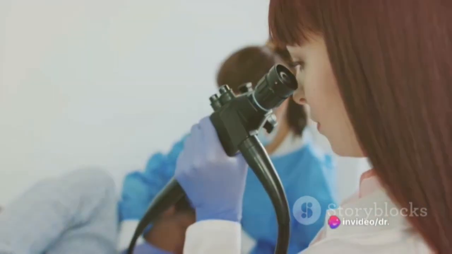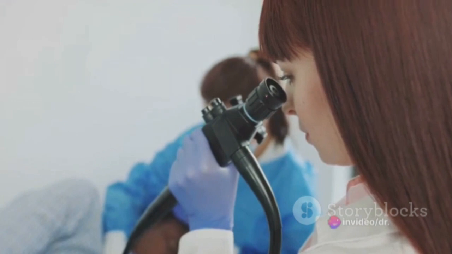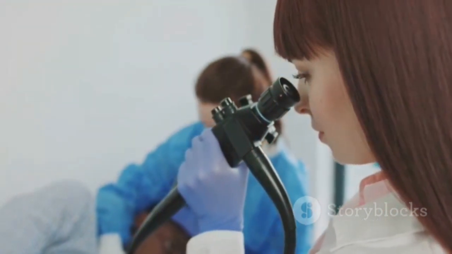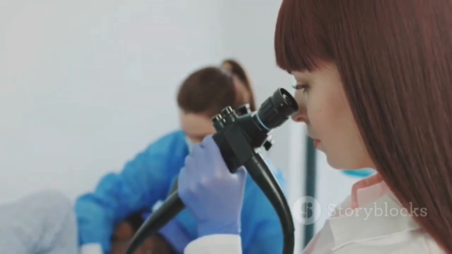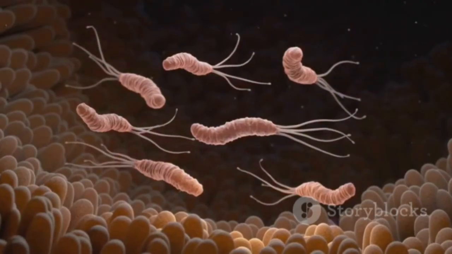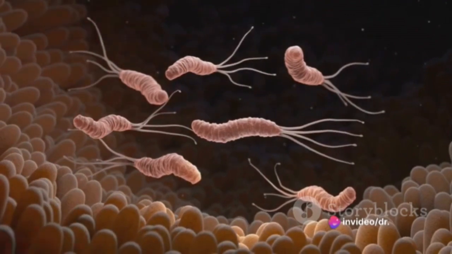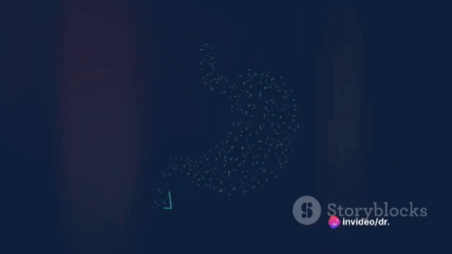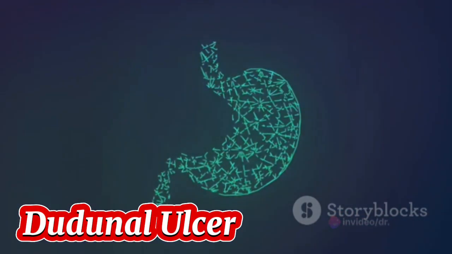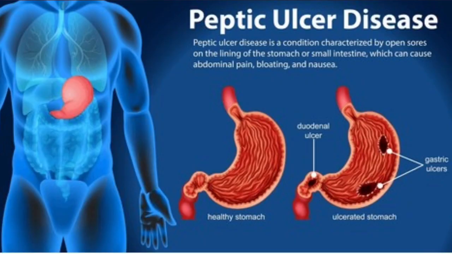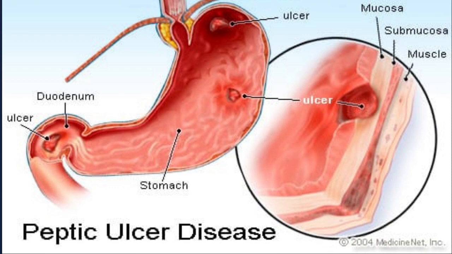Peptic ulcer disease can be classified into different types based on the location of the ulcers and the underlying causes. The most common types include gastric ulcers. These ulcers occur in the lining of the stomach. They are often associated with H. pylori infection. Duodenal ulcers. These ulcers occur in the lining of the duodenum, which is the first part of the small intestine. They are also commonly associated with H.